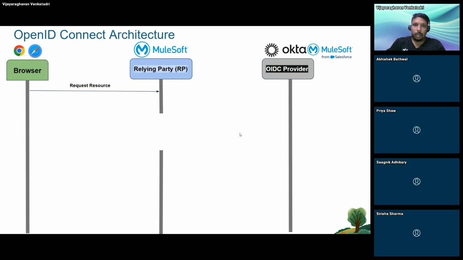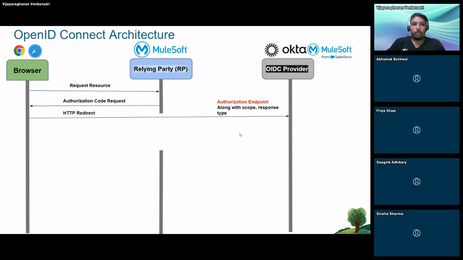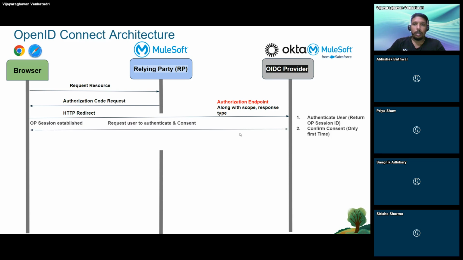So what happens here is MuleSoft will send back an authorization code to the browser. Ideally the browser is an intermediary here. It's again going to redirect back to the OIDC provider. Through the browser, this HTTP redirect will happen, containing the authorization endpoint and the scope information. Now Okta will get me to the sign in page, where I just key in my user ID and password. It will also ask for my consent, that the MuleSoft Anypoint Platform requires my information. So I'm just going to confirm my consent.